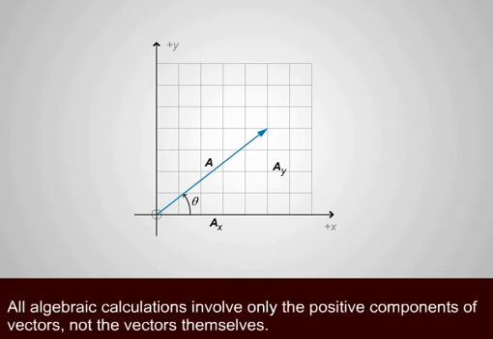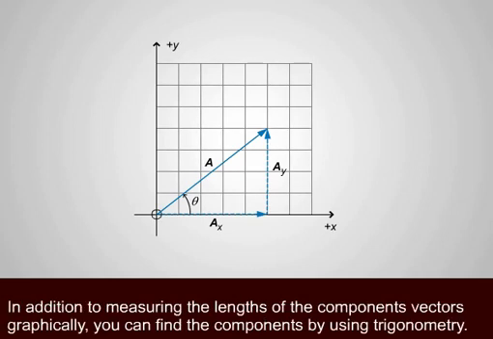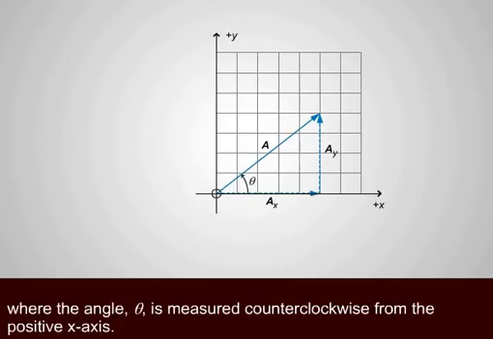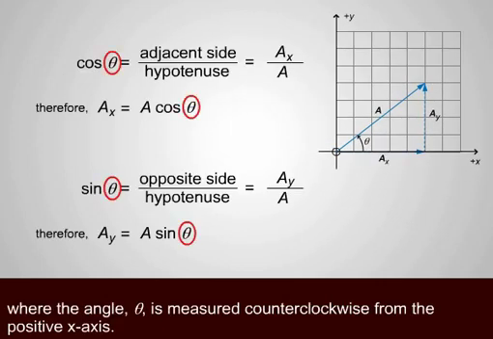All algebraic calculations involve only the positive components of vectors, not the vectors themselves. In addition to measuring the lengths of the component vectors graphically, you can find the components by using trigonometry. The components are calculated using these equations, where the angle θ is measured counterclockwise from the positive x-axis.